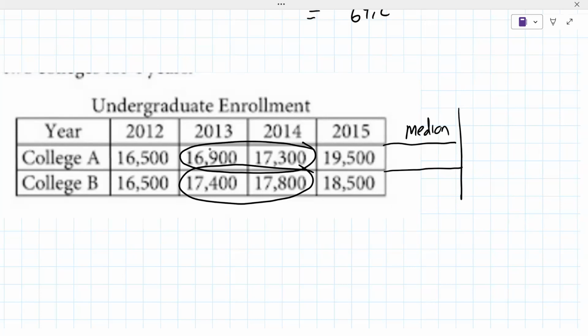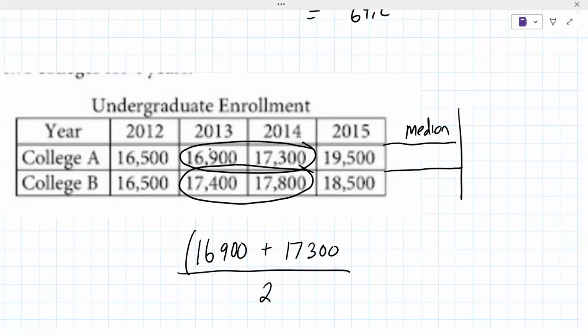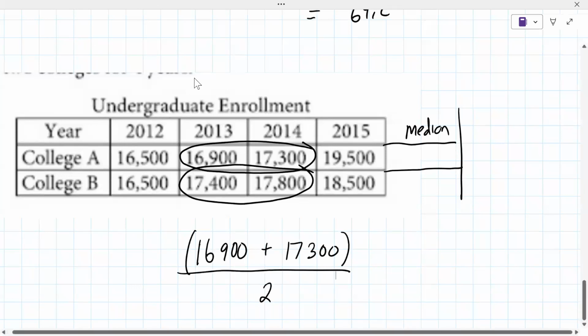34,700. No. For college A, you're gonna add up 16,900 plus 17,300 and divide by 2. Make sure you use parentheses so that you add before you divide. Well, I added all those things up, from college A and college B. Well, I'm not asking you that. You have to find the median of each one.